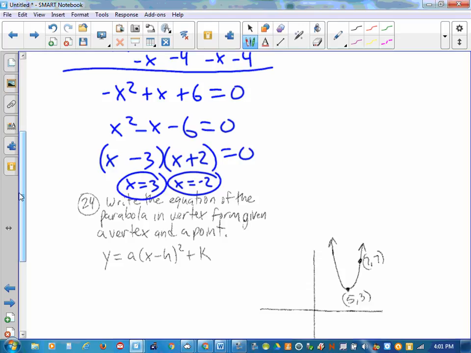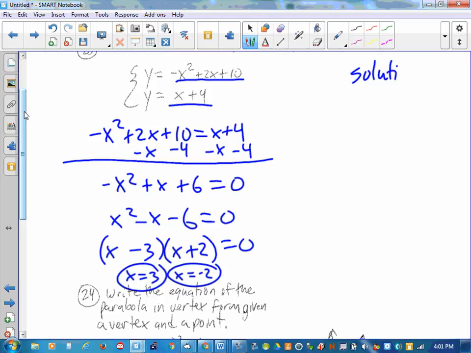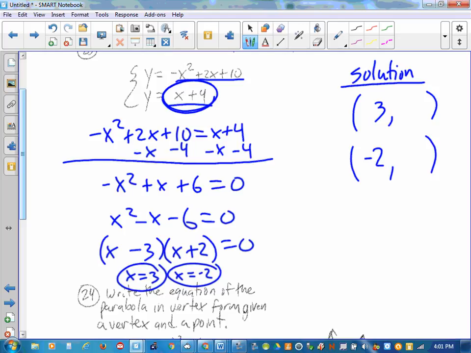But I'm not done until I put the solutions back in and find y, because you want to have the whole answer. So my solution points where the two things intersect is at 3 comma some y point and negative 2 comma some y point. So I'm going to put the 3 and the negative 2 back into the easy equation and calculate y. So 3 and 4 make 7, so 3, 7 is a point. Put negative 2 back in, negative 2 and 4 make 2. So those are my two solutions.